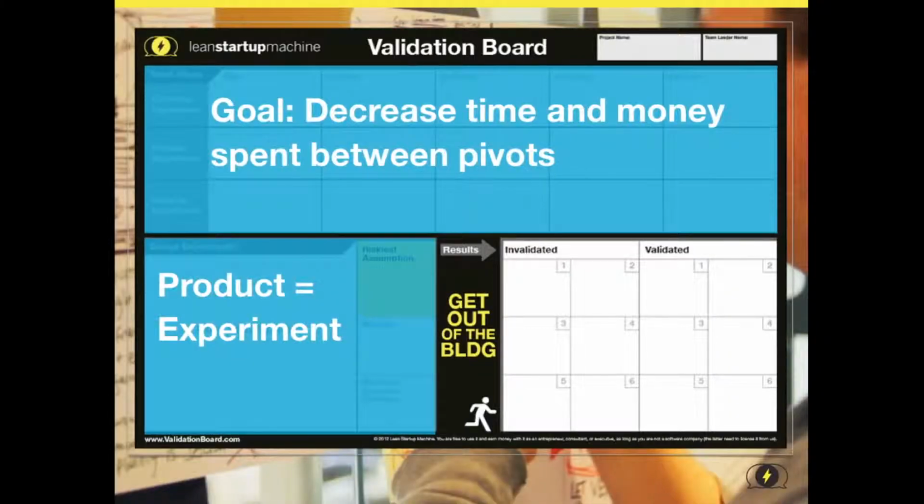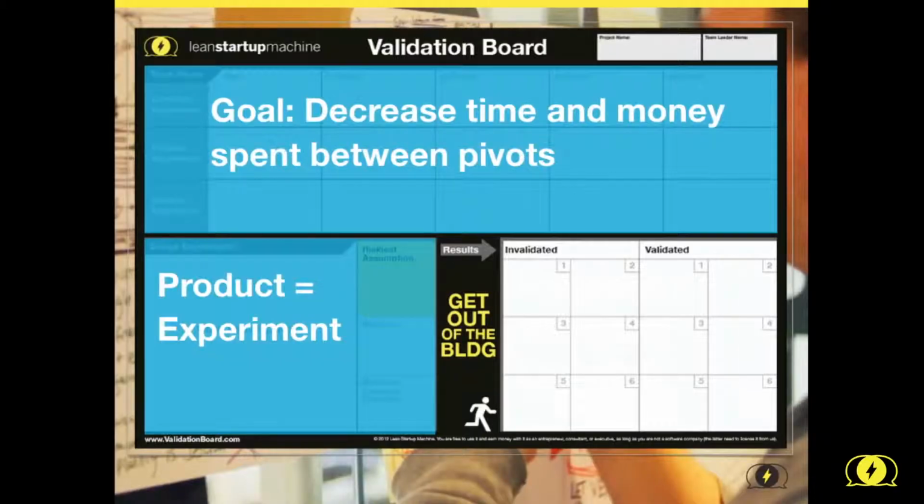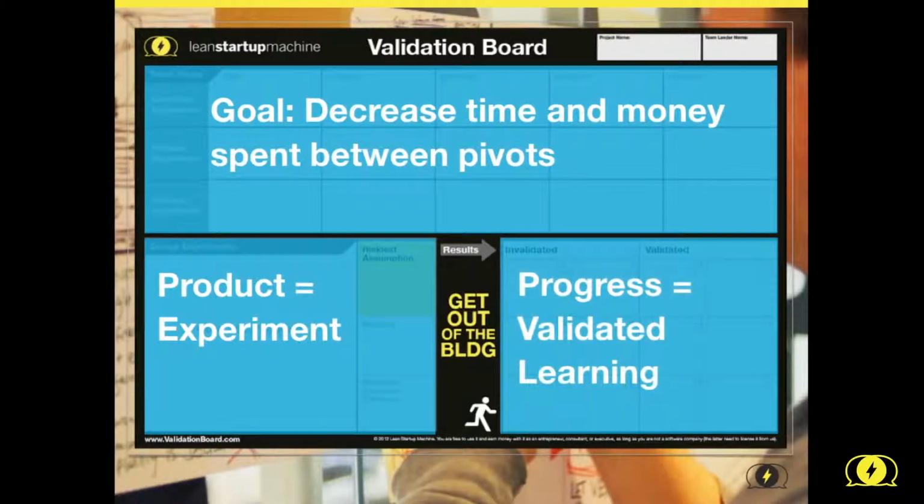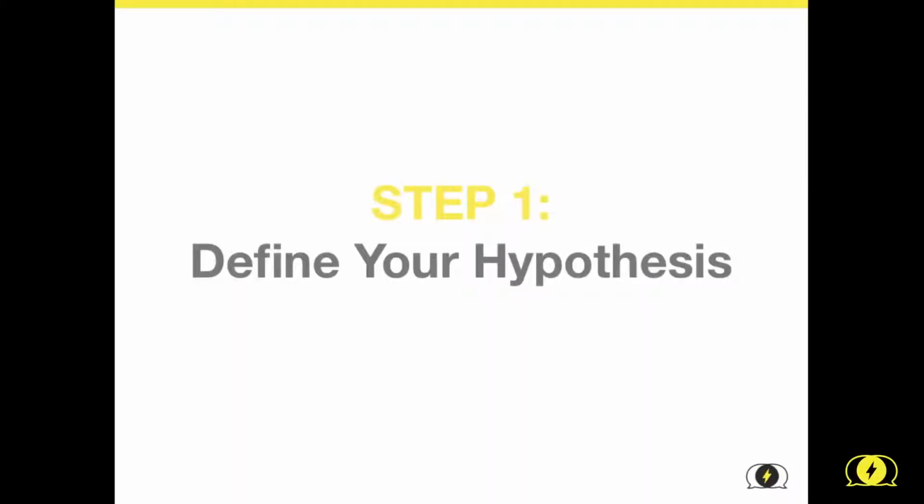In the bottom left is where we're going to design an experiment. So we're redefining a product as an experiment where the goal is actually to learn about customers. In the bottom right, we're helping you measure your progress by learning. And in a lean startup, it doesn't matter how many lines of code you have or how much revenue you have. It just matters how quickly you can learn. So we're redefining productivity.